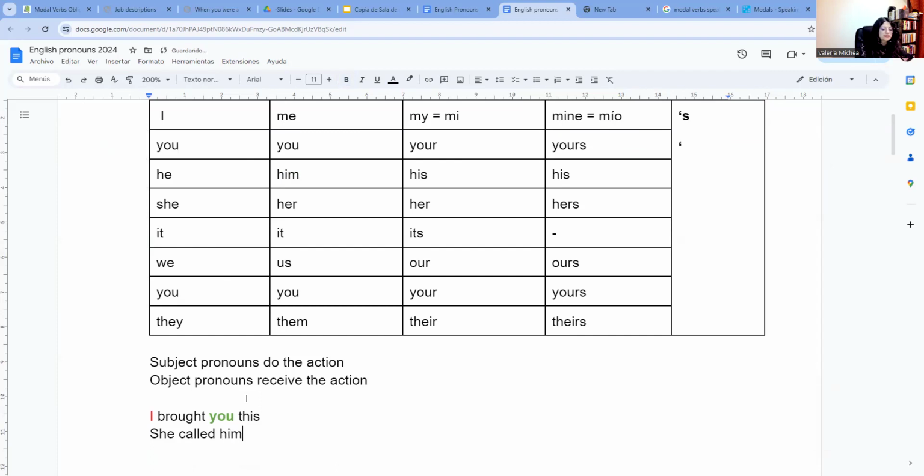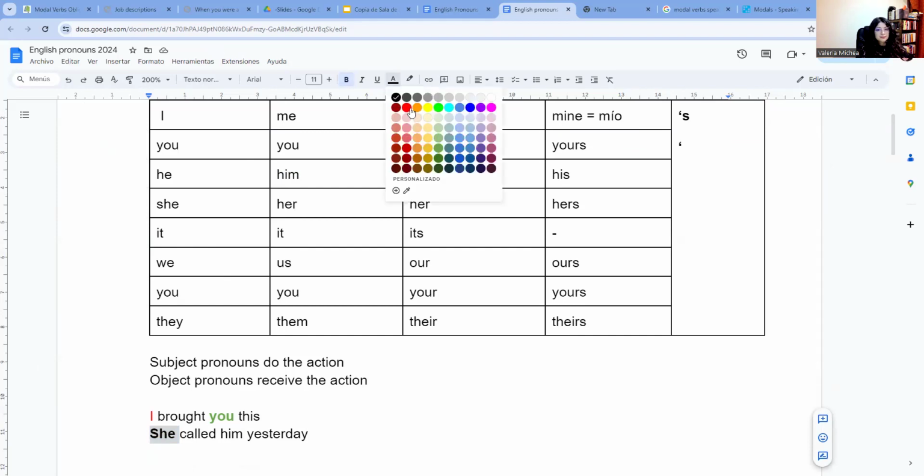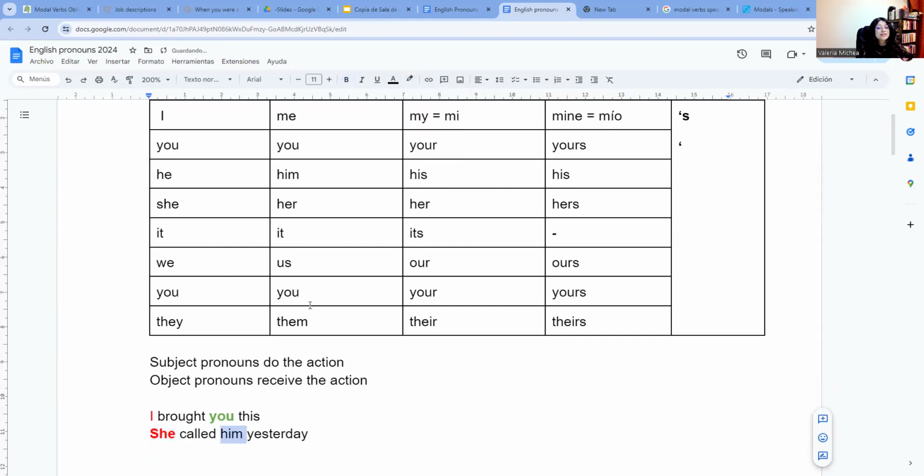She called him yesterday. I know, right? So she is the subject pronoun. So she does the action, and him is the object pronoun. So him receives the action. Again, that would be the difference between those two. Someone does, someone receives. That's the deal.